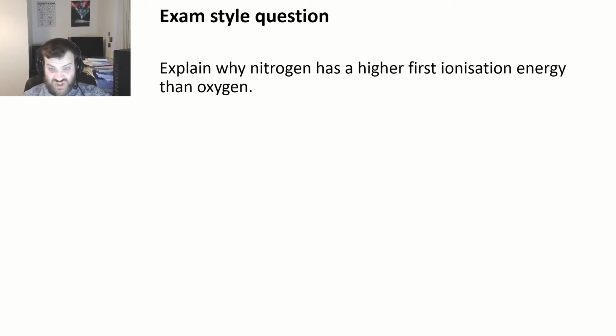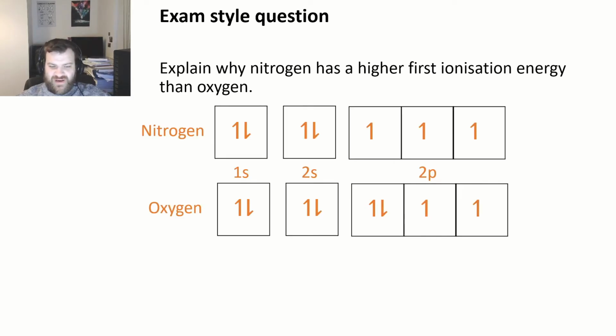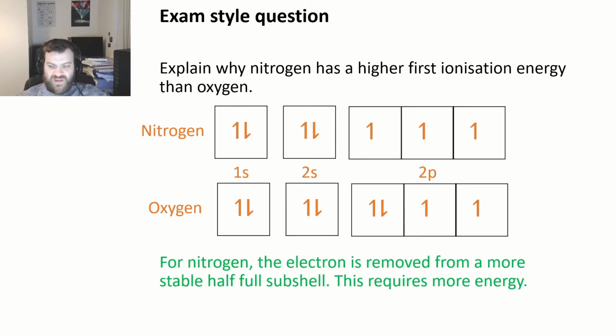Another type of question could be to explain that same sort of idea. This time we're looking at nitrogen and oxygen. If we take a look at the electronic configurations, we can see that nitrogen's P subshell is half filled, which is more stable than the shell in oxygen. This will require more energy to remove that electron.